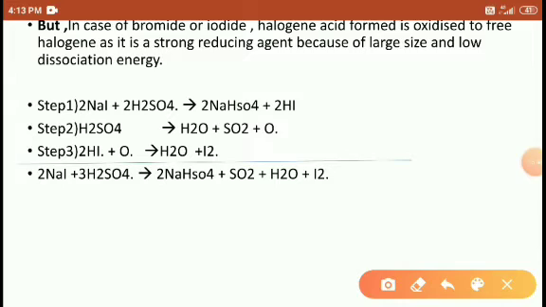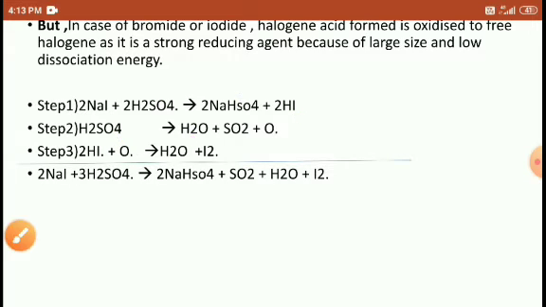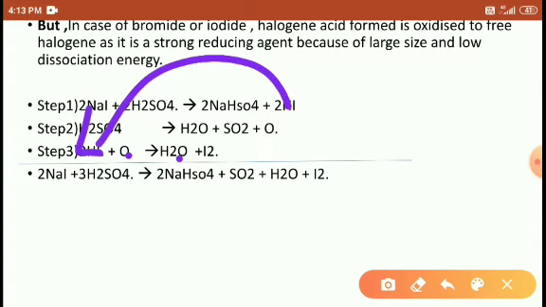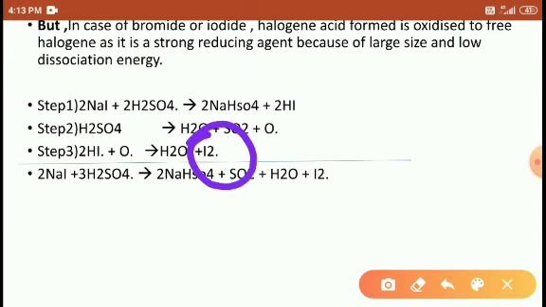Understood, friends? So let's see the example here. Sodium iodide reacts with H2SO4 to form sodium bisulfate and hydrogen iodide. Again we add one more sulfuric acid here. Sulfuric acid turns into H2O and SO2. This hydrogen iodide reacts with oxygen to form water and liberates iodine. So it turns into iodine because it acts as a strong reducing agent.